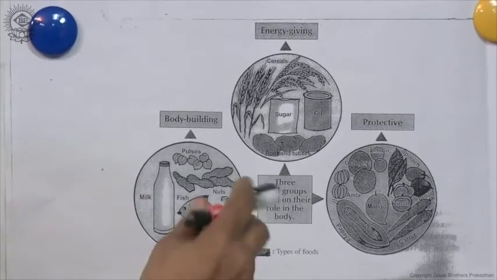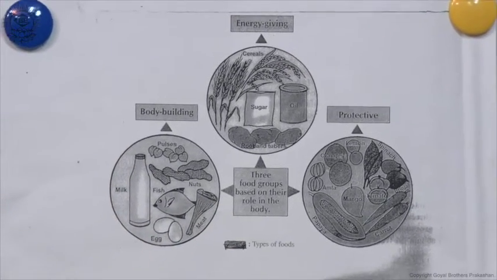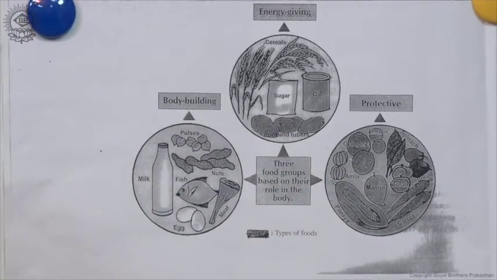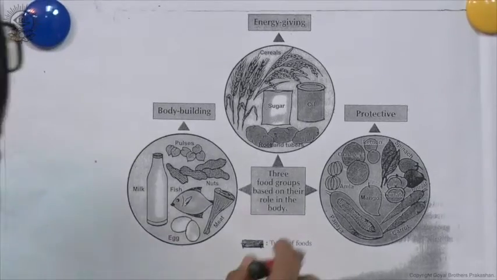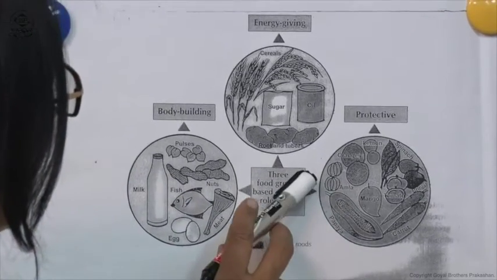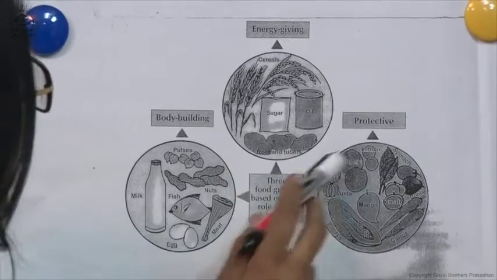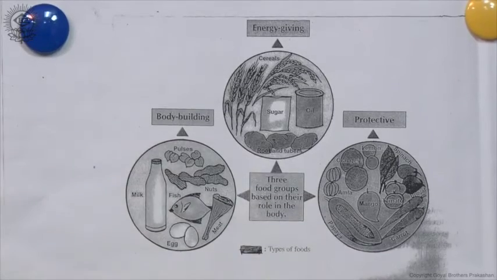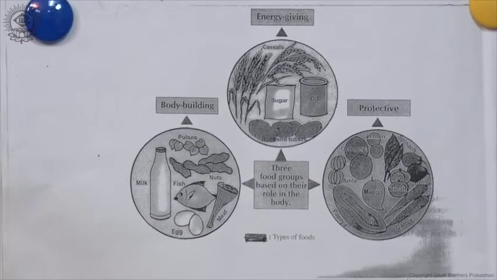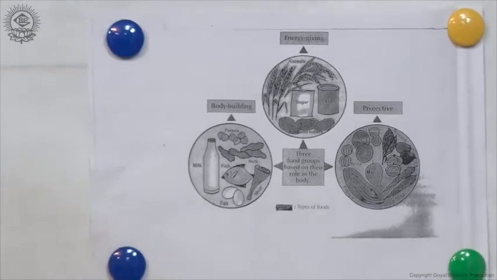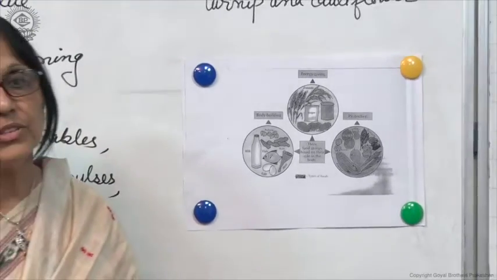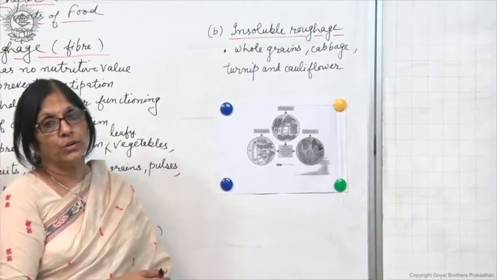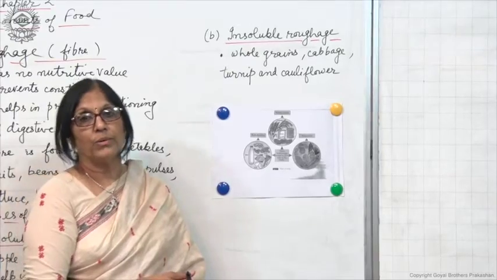Then the protective foods, which contain vitamins and minerals and water also. Now this protective food is present in the fruits and the vegetables. So identify this. This is papaya, amla, orange, lemon, spinach, brinjal, tomato, carrot, and so on. So fruits and vegetables come under the group of protective food, which contain vitamins and minerals. So all these 3 types of food groups should be included in your diet. So be very careful about that.